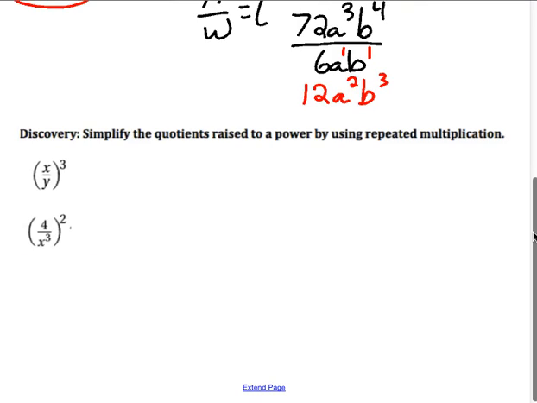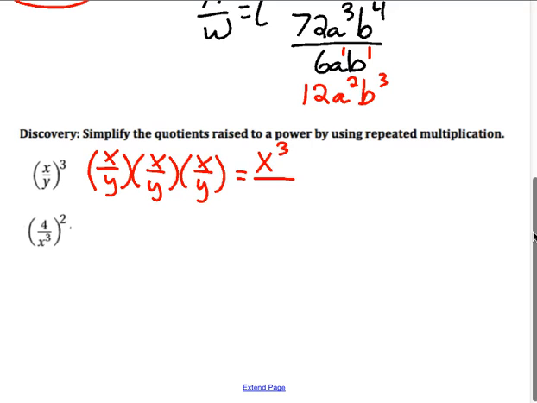All right, so we're going to do a little discovery again. So simplify the quotients raised to a power by repeated multiplication. All right, so what does that mean? Well, that means this is going to be x over y times x over y times x over y, okay? X over y cubed, I'm seeing that 3 times. So on top, x times x times x is x cubed. Along the bottom, y times y times y is y cubed. And I'm guessing this is kind of what you expected to happen, okay? Let's take a look at the next one.